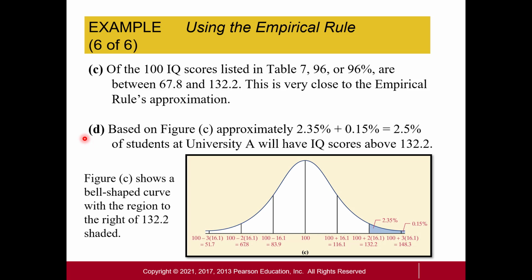So the last question was asking about how many students have a score more than 132.2, and because 132.2 was exactly 2 standard deviations away from our mean, we just add up the percentages based on what we know from our empirical rule. Based on the rule, we know that 2.35% are between 2 and 3 standard deviations away from the mean. And then what's left after that is the 0.15%. So we just add those up, and we get about 2.5% of the students have an IQ score above 132.2.